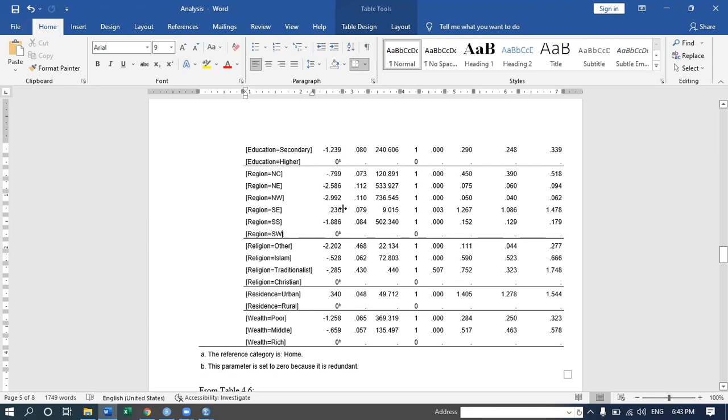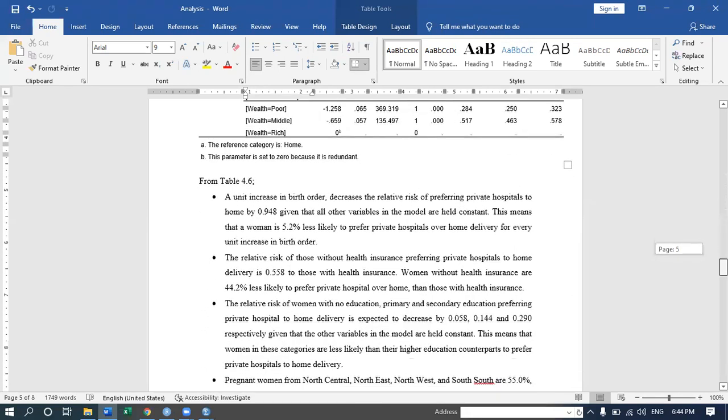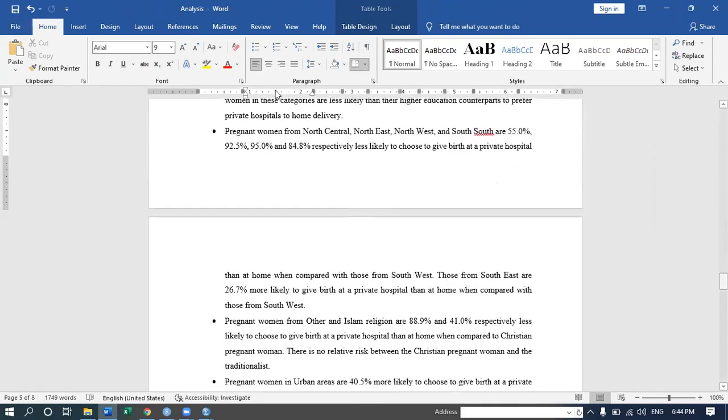Why did I separate southeast? Because southeast here is positive, it is 1 point. So I have to take the 4 that are negative first. Look at how I interpreted it here. Pregnant women from north central, northeast, northwest, and south, I took the 4 first. Then in this place, I didn't talk about, I just went straight to using the likelihood method. Your choice. How you interpret a research work is your choice.